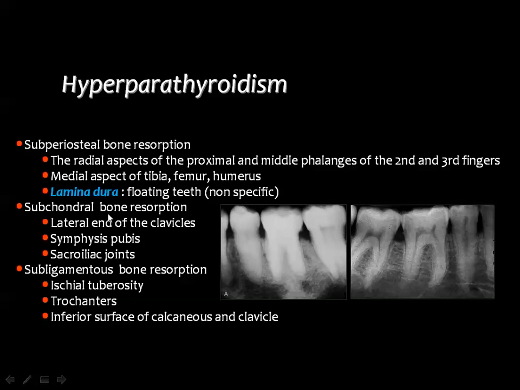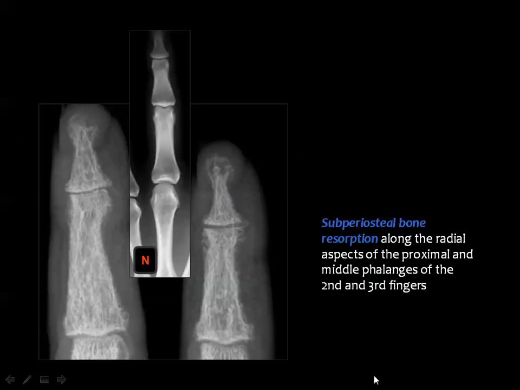Then subchondral bone resorption will appear in the lateral end of the clavicle, in the symphysis pubis and sacroiliac joints. Subligamentous bone resorption appears in the ischial tuberosity, in the trochanters, and the inferior surface of the calcaneus. Then this is a very good example of what I mean by subperiosteal bone resorption.